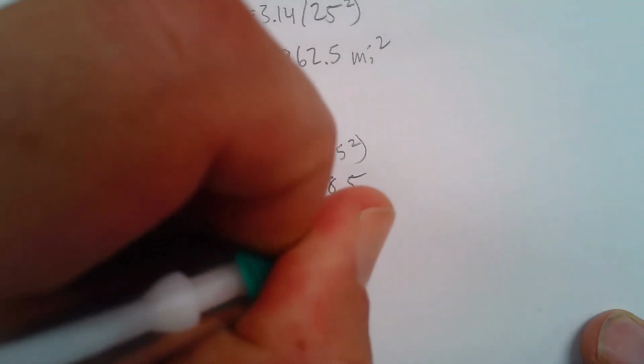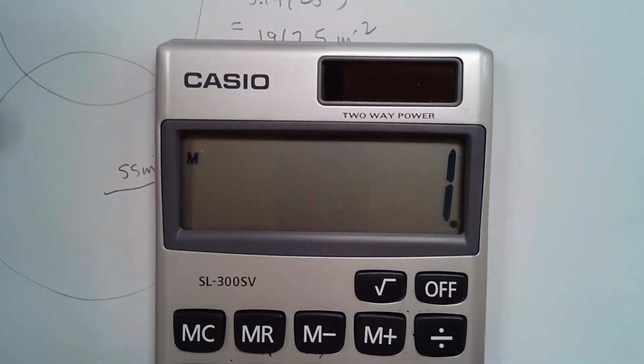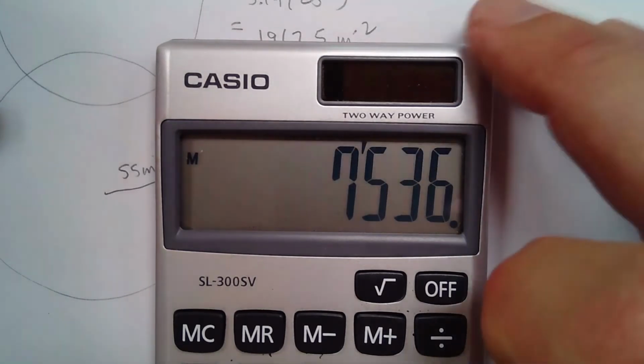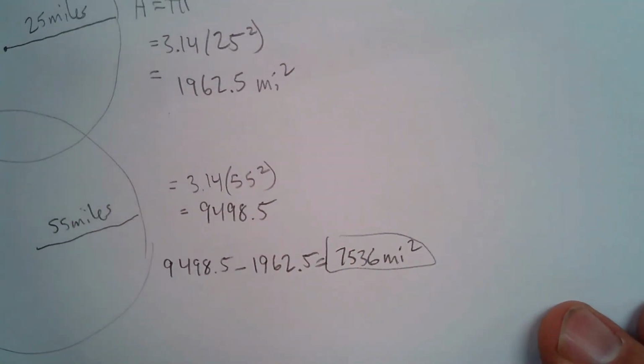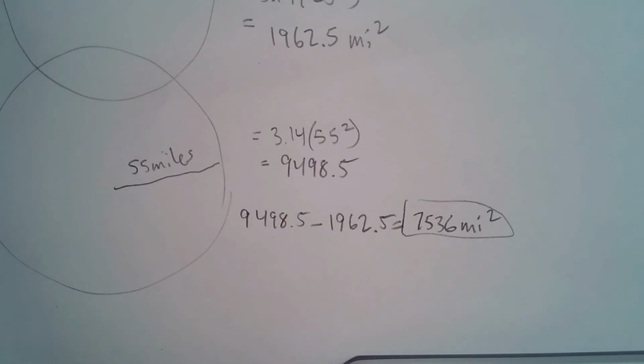9498.5 minus 1962.5 is 7536. 7536 square miles. It's a lot. Yeah, got it.